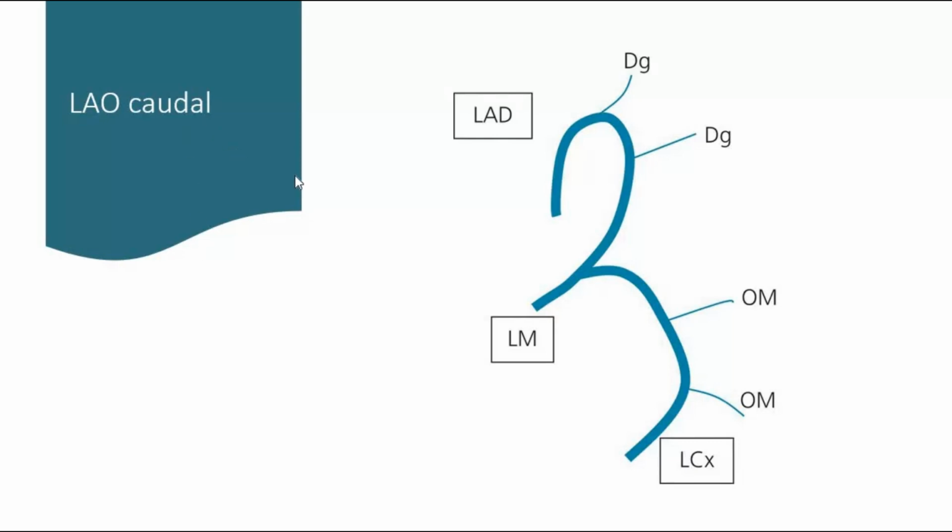This is the LAO caudal view. Here we have the left main, and remember the caudal view focuses on the left circ. So we have the left circ here, gives off the OM, and then the LAD goes up there, and it gives off the diags. And sometimes if there's a branch that comes off right at the bifurcation, that's the ramus branch.